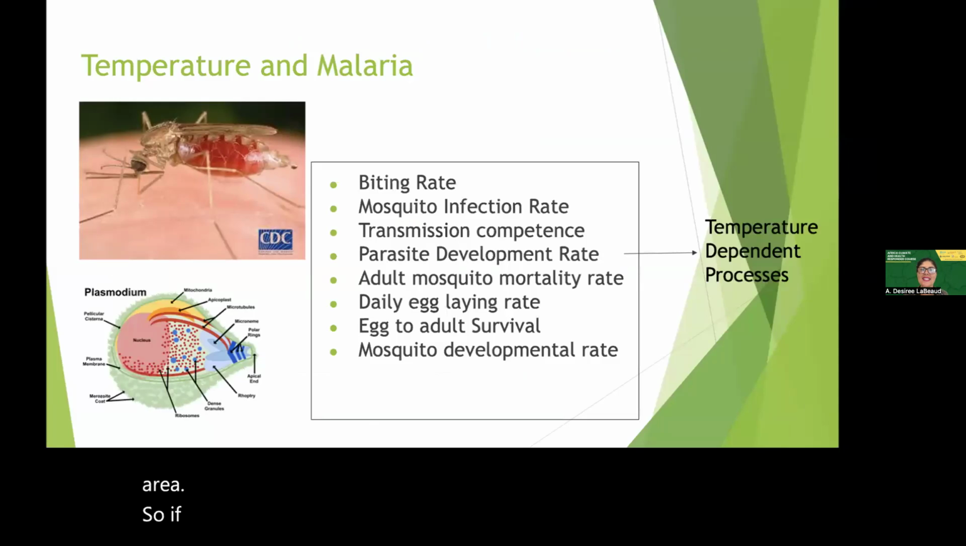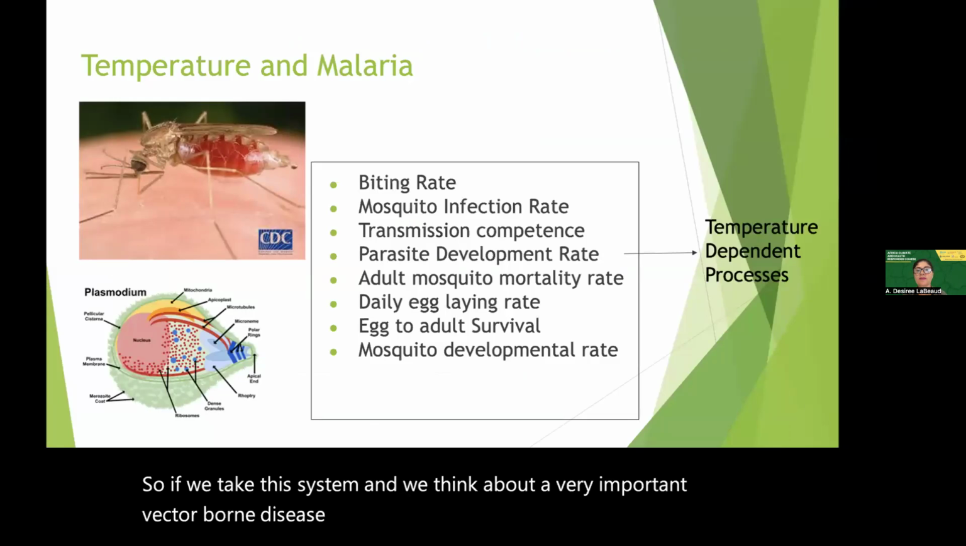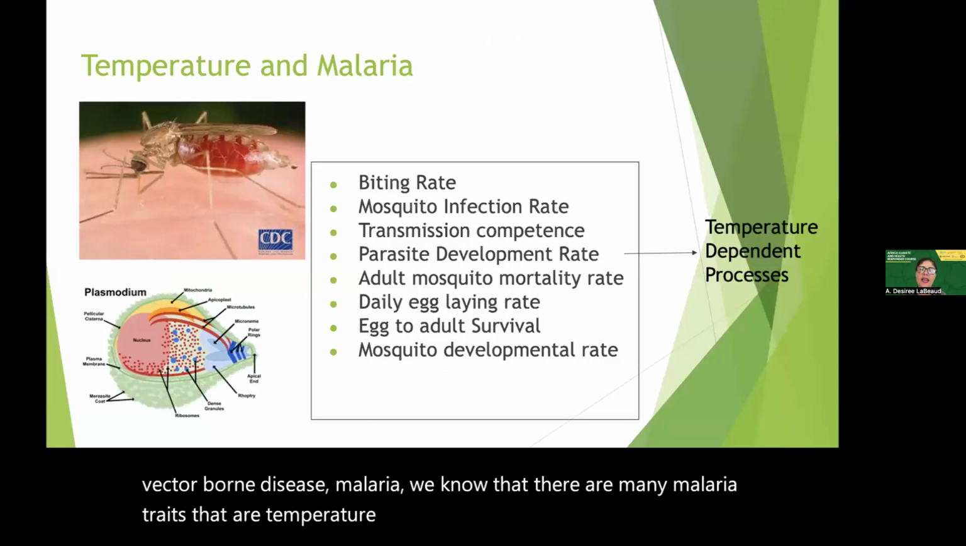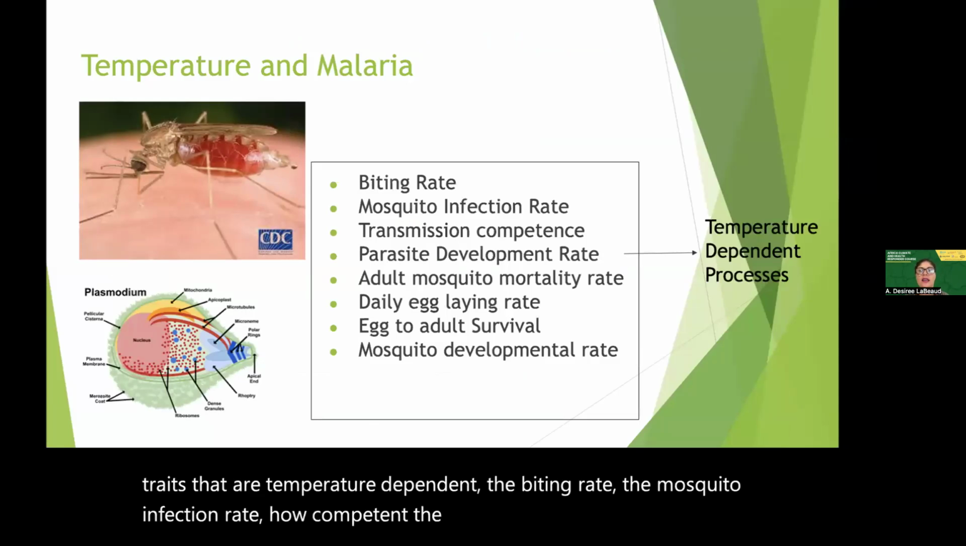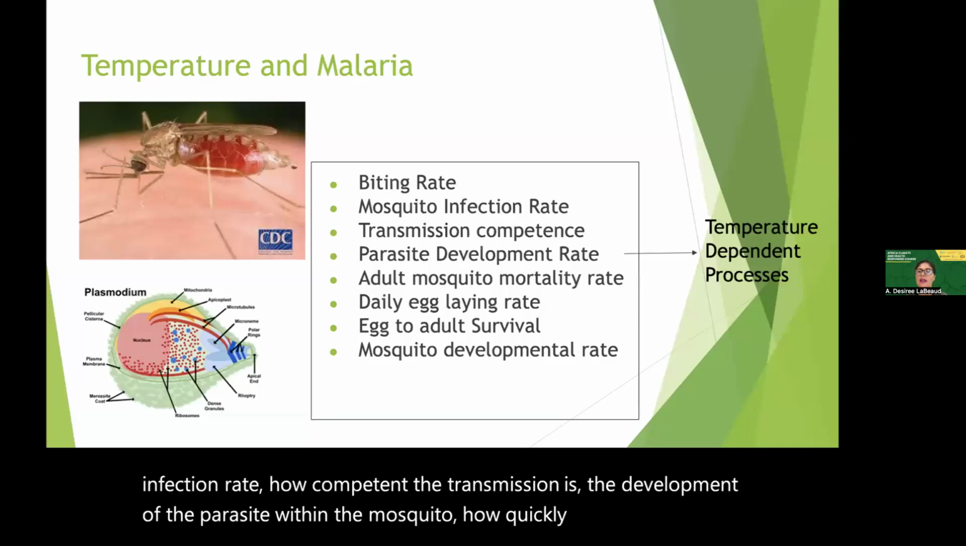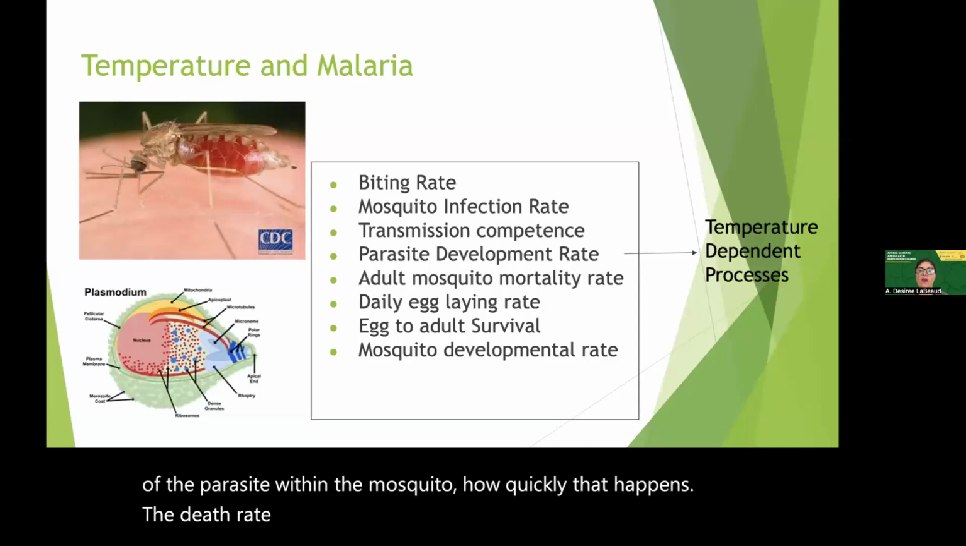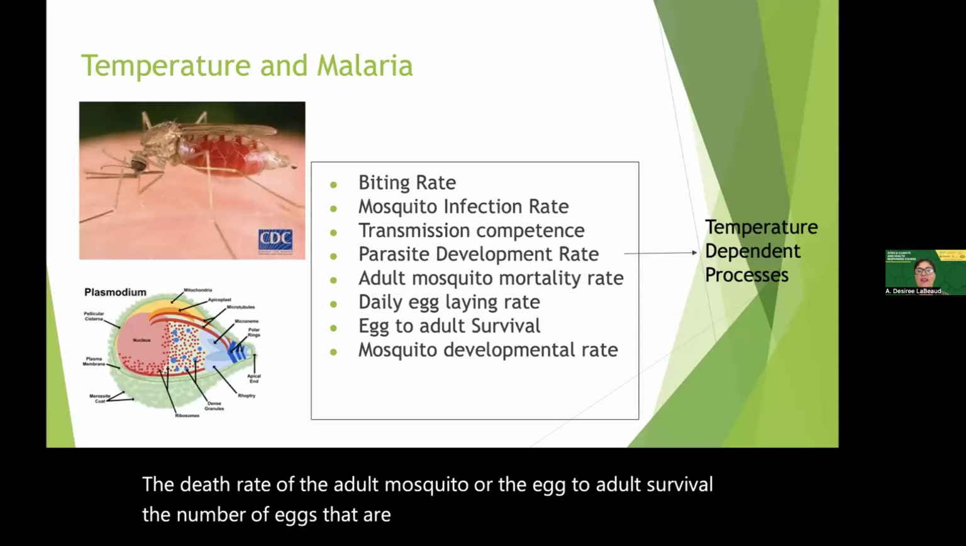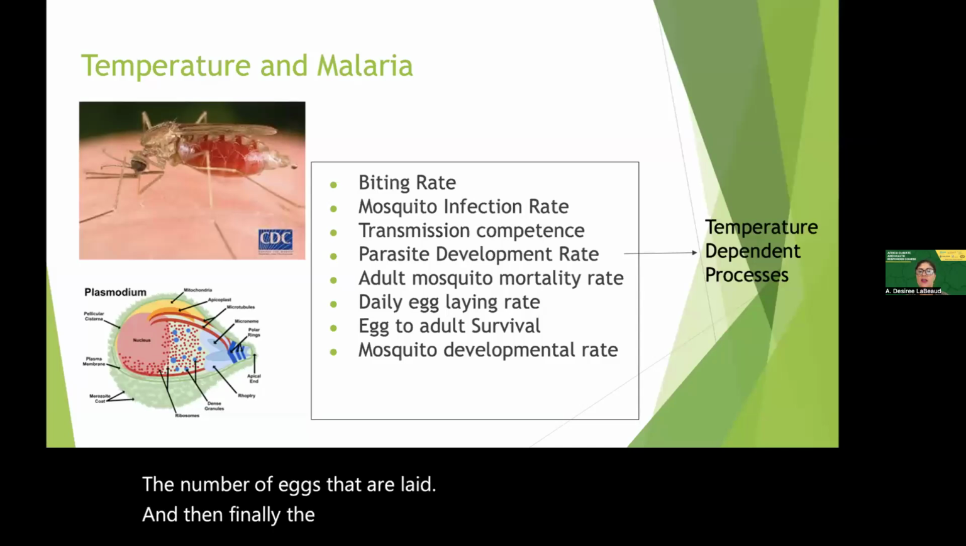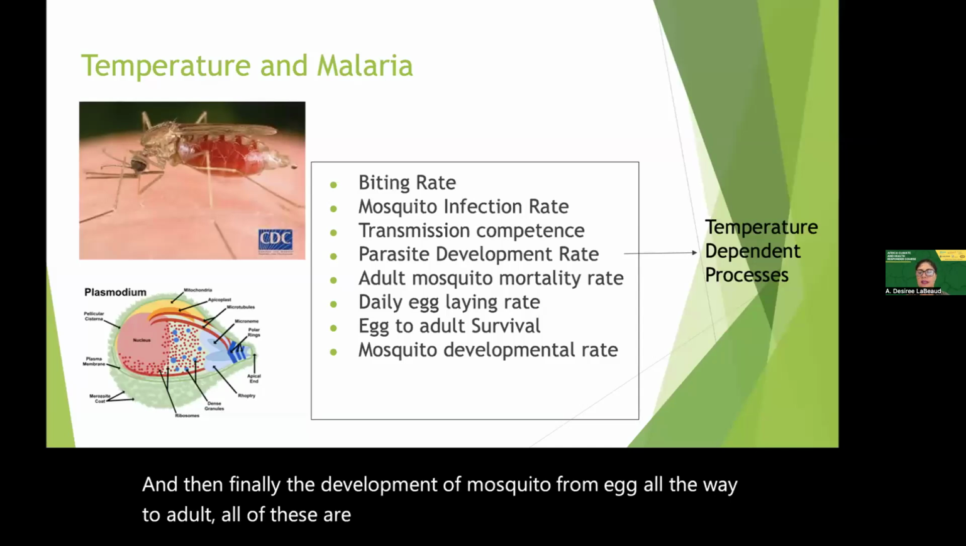So if we take this system and think about a very important vector-borne disease, malaria, we know that there are many malaria traits that are temperature dependent. The biting rate, the mosquito infection rate, how competent the transmission is, the development of the parasite within the mosquito and how quickly that happens, the death rate of the adult mosquito or the egg to adult survival, the number of eggs that are laid, and then finally, the development of a mosquito from egg all the way to adult. All of these are temperature dependent processes.